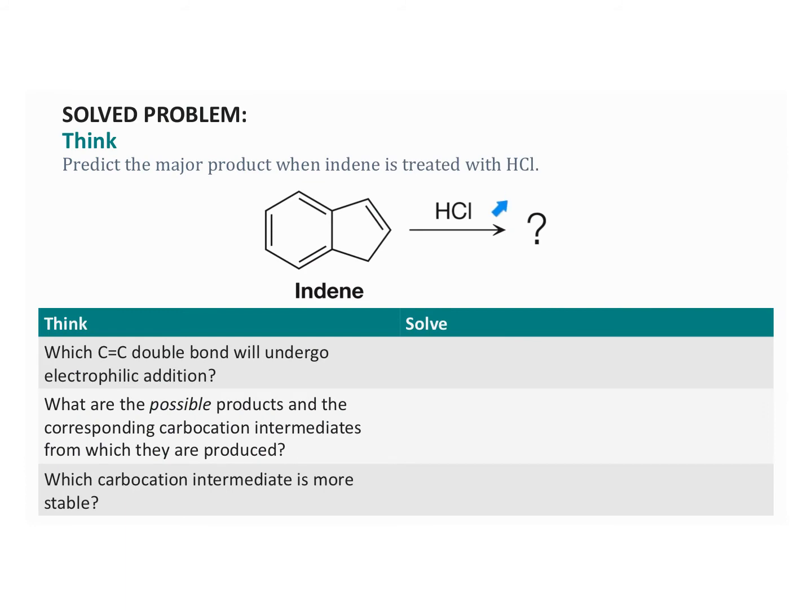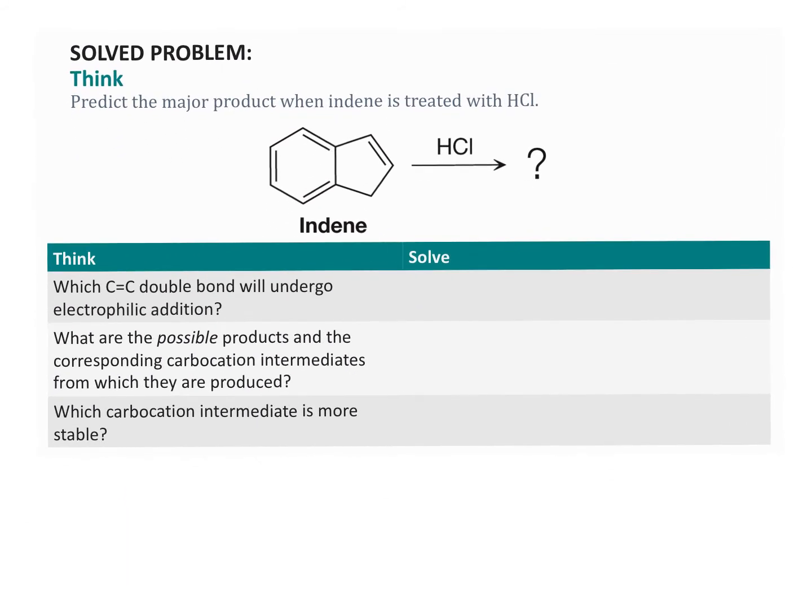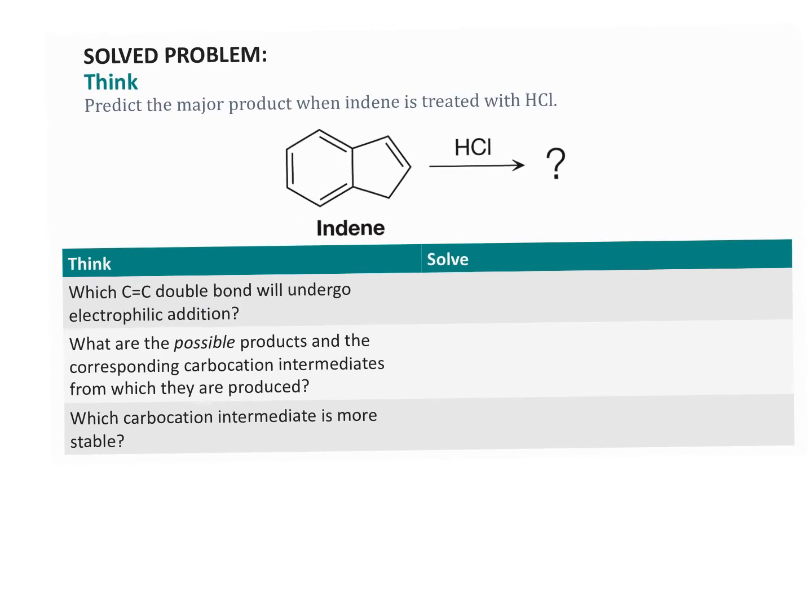So let's do an example. Predict the major product when indene, which is shown right there, is treated with hydrochloric acid. Indene has lots of double bonds, right? And we're going to treat it with hydrochloric acid, and we know this is going to be an electrophilic addition reaction. So the very first thing you need to decide here, because there's lots of double bonds, is which carbon-carbon double bond will undergo the electrophilic addition.